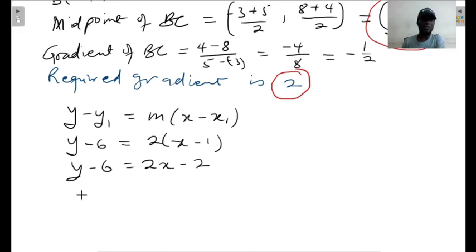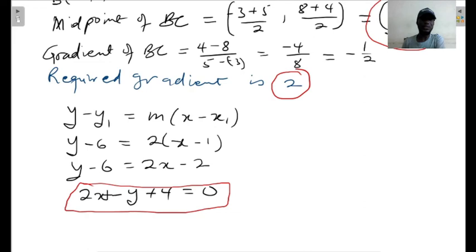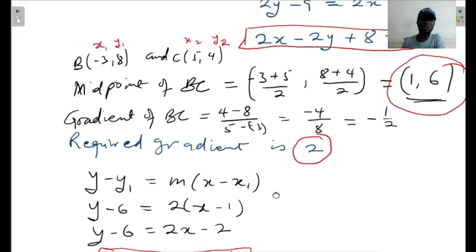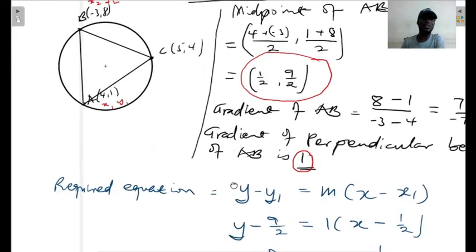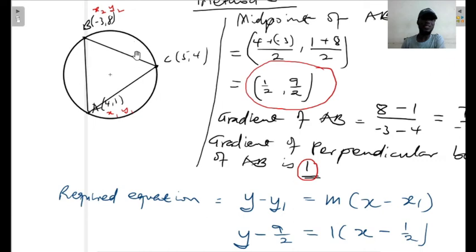Rearranging all to the right hand side, we are going to get 2x minus y. This becomes 6 minus 2 is 4. So plus 4 equals 0. So this is the equation of the perpendicular bisector of BC. So now that we have bisected two sides of this triangle here, we bisected here, we bisected here, the two of them will meet at the center of the circle.